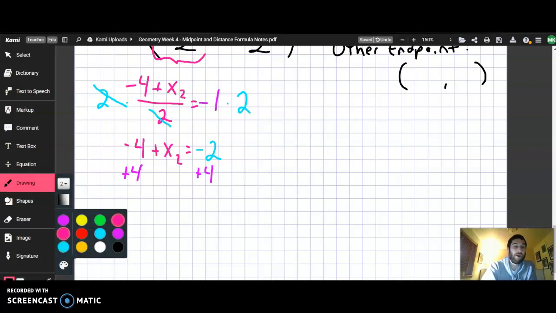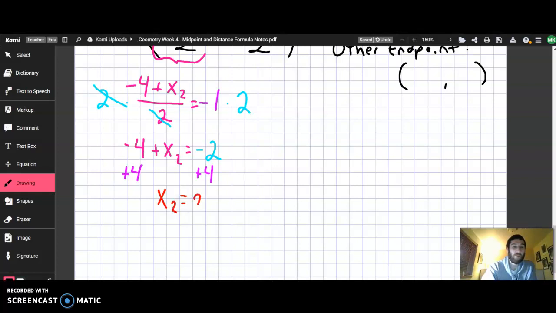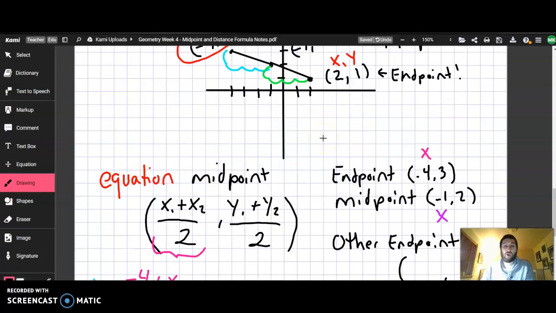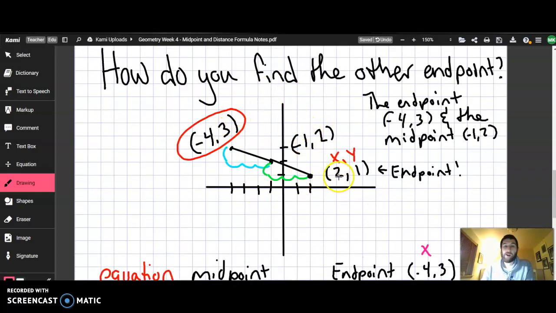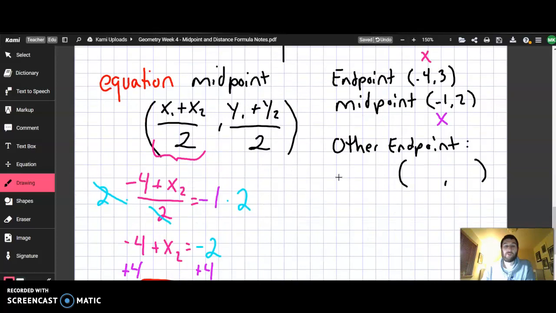Our value of x is going to be equal to positive 2. And, well, what do you know? When we look back at our drawing, that's what we got. We got positive 2 for x.